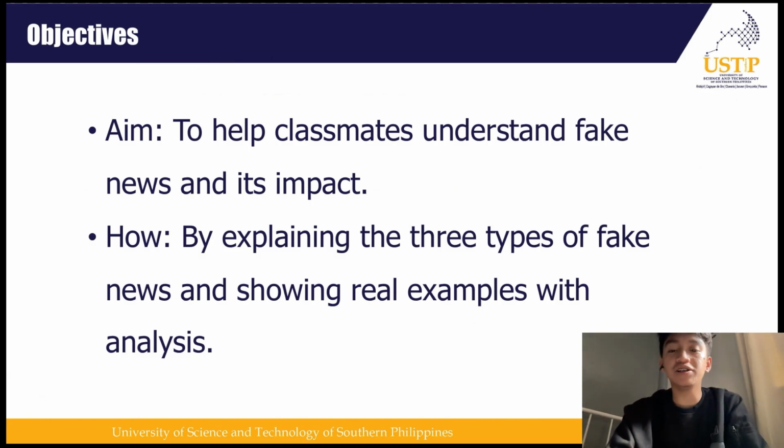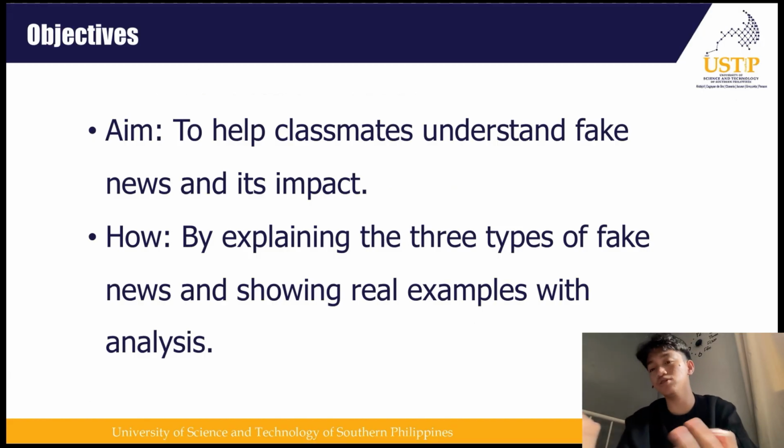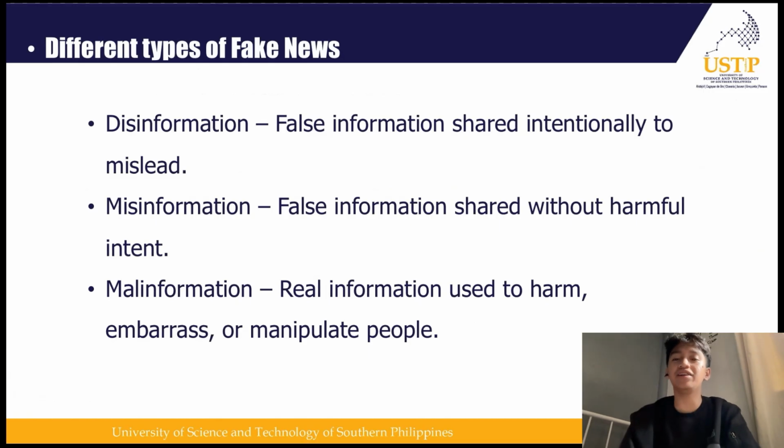On this slide, you can see the three types laid out simply. We have disinformation, basically false information shared intentionally to mislead. Next we have misinformation, also false but shared without any intent to harm. The person believes the news is real. Lastly, we have malinformation, and this is the one that trips people up. It's actually real information, but it's being used to hurt or manipulate someone.